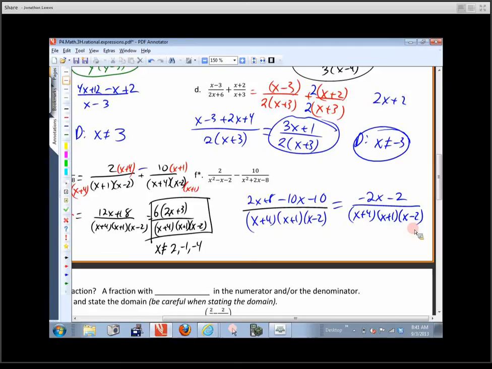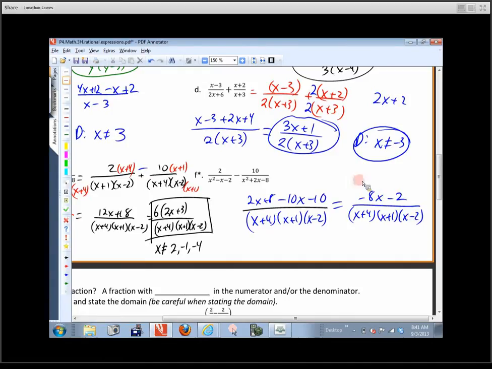Are we done? Minus 8x. Should be what? Tell me again. 2x minus 10x is negative 8x. Oh, negative 8. Thanks. Okay. Are we done with this one?